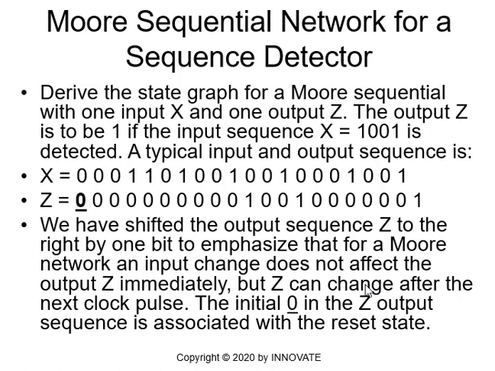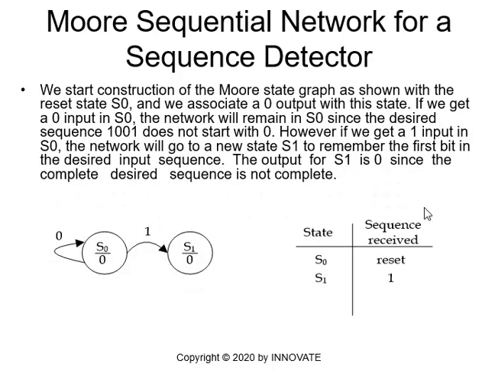The initial 0 in the output sequence is associated with the reset state. So we have 0, 0, 0, 0, 0, 0. Then when we have 1, 0, 0, 1, I will get an output 1 shifted by 1 position. Then again we have 1, 0, 0, 1, and again I have another output 1, and when I see 1, 0, 0, 1, I will have an output 1 again.